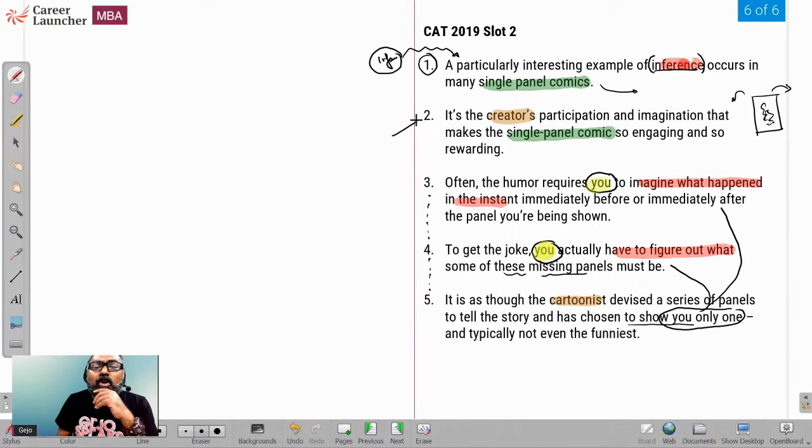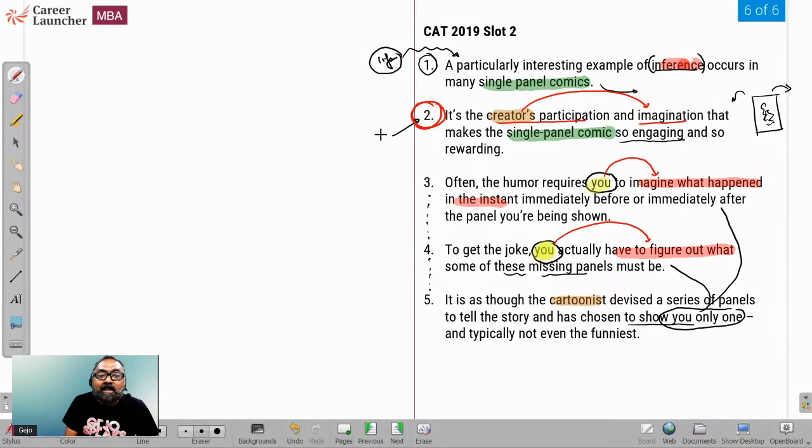Now sentence number 2. Now you actually look at that sentence. It says creator's participation and imagination. It says the creator is imagining. Who is imagining? We are imagining. We are trying to figure out. Inference is made by us, not the creator, but the audience. This sentence number 2 doesn't make sense. This should be odd, right?